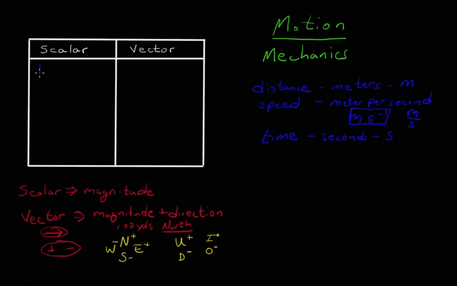So I'm going to write these down. Distance, speed, and time. These are the main scalar quantities that we use to describe motion. We have others that we use to describe motion as vectors, things with a direction. One is called displacement.